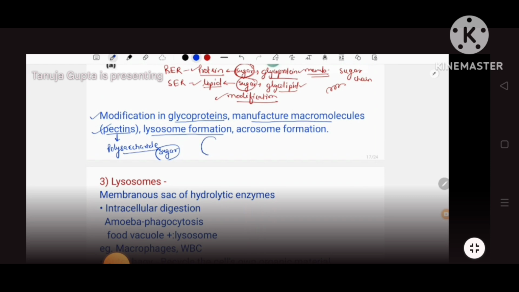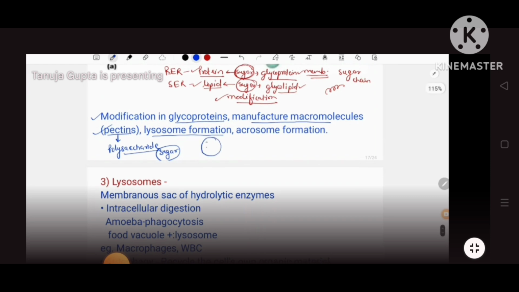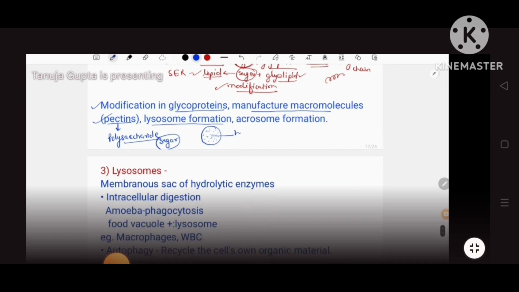It is also involved in lysosome formation. See, the vesicle which is released outside from the Golgi body, if the product which is filled in this vesicle has hydrolytic enzymes, right, then this is called lysosome.